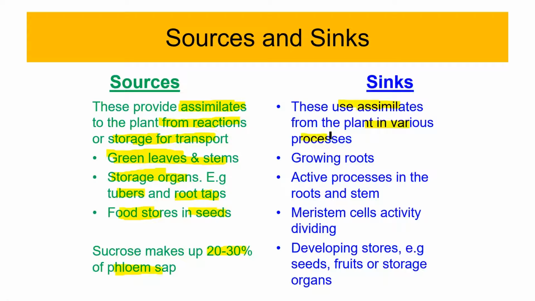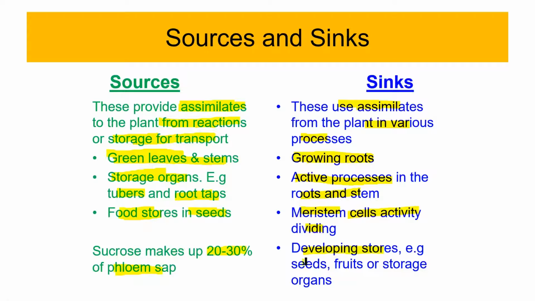ठीक है, तो कौन कौन सी जगह है जहाँ पे different processes के लिए ये sucrose use हो रही होंगी? That can be the growing roots. Definitely growth के लिए they need energy, they need glucose definitely. ठीक है, so cellular respirations होंगी, metabolic reactions होंगे वहाँ पे. Active processes in the roots and the stems. Meristem cells definitely they are growing and dividing.